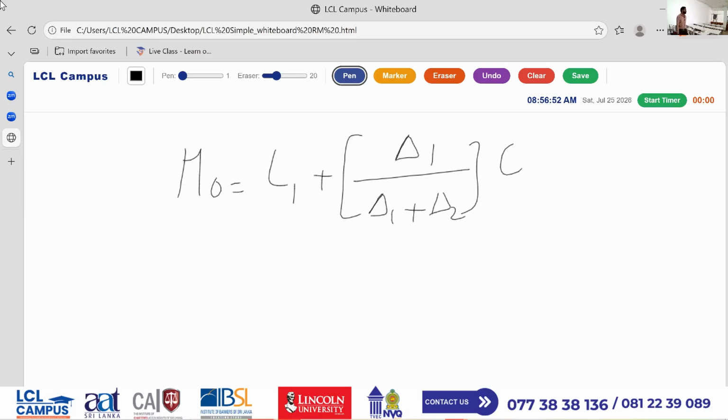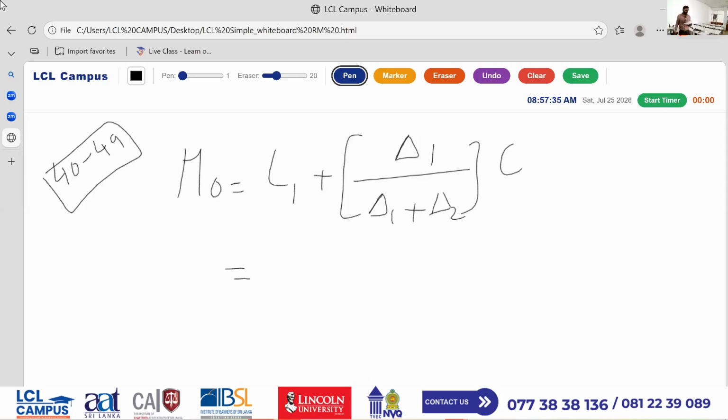L1 is the lower class boundary of the modal class. According to this table, what is the lower class? Before everything, you want to identify the modal class. How to identify the modal class? The class belonging to the highest frequency. Then here the modal class will be 30 to 39. Oh, wait, no. 40 to 49, no? Because the maximum frequency is 61, right? Therefore, the modal class is 40 to 49.